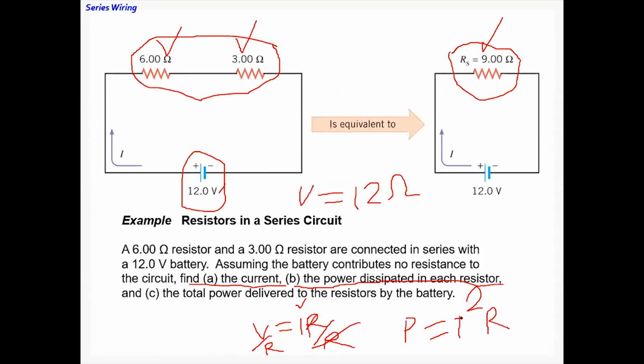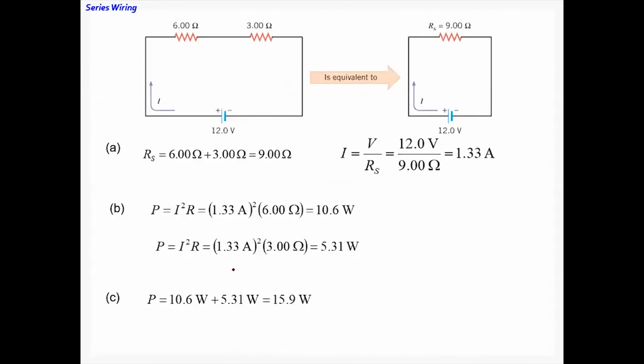That's your power. So what is your I? I is found from here, right? Let me give you the value. What is your I? 12 divided by 9, right? So 12 divided by 9 is I equals 1.33.